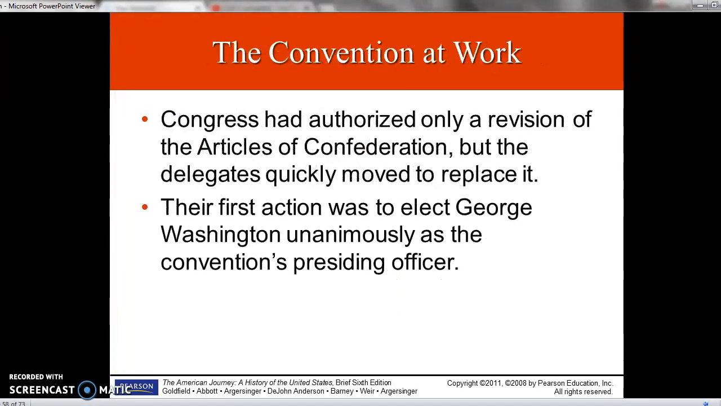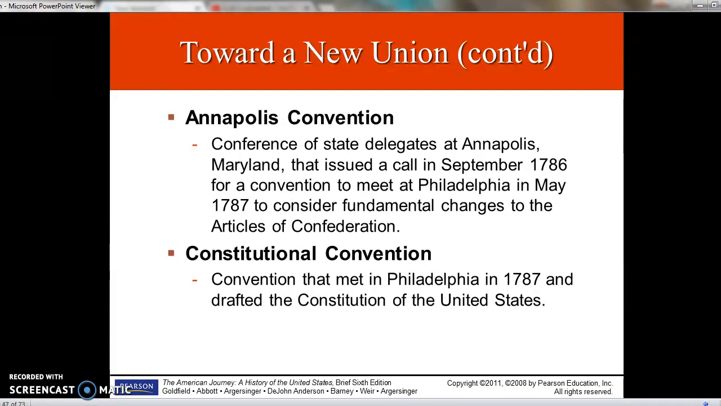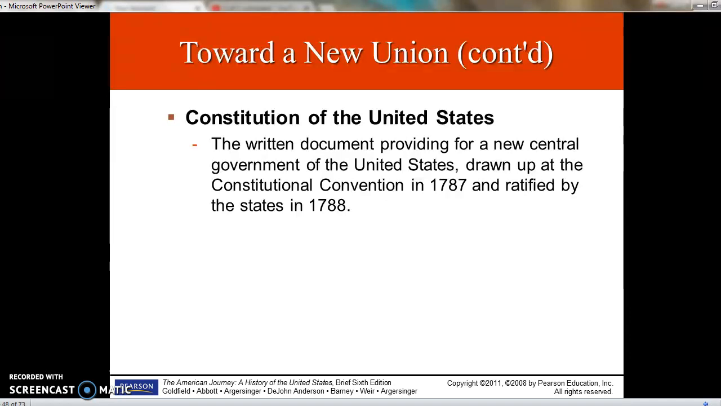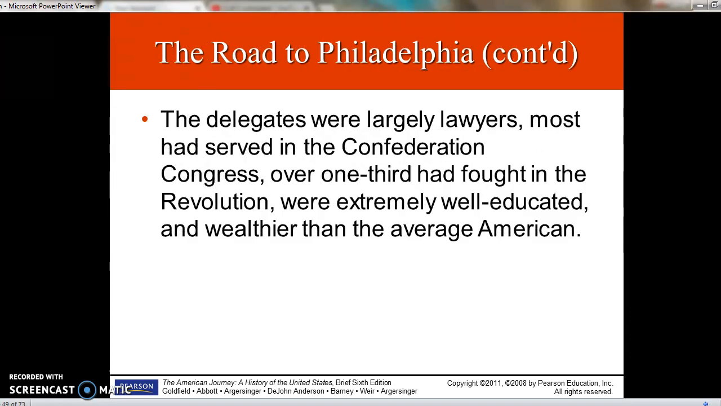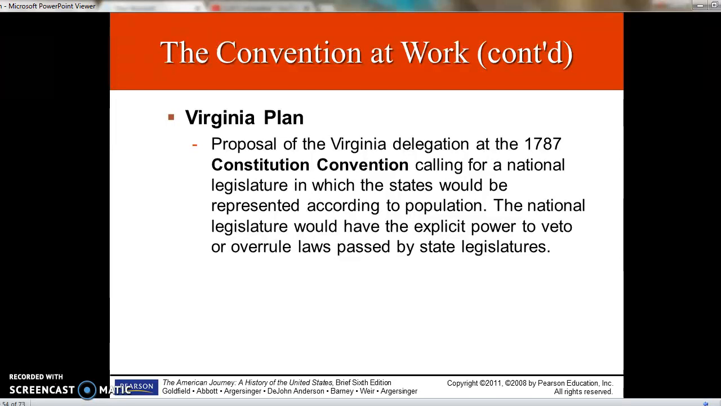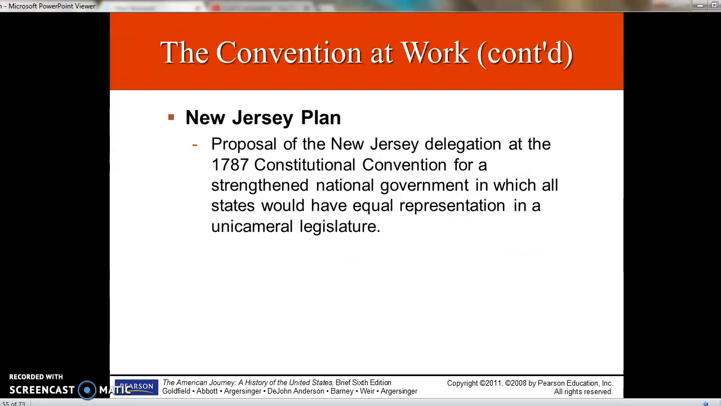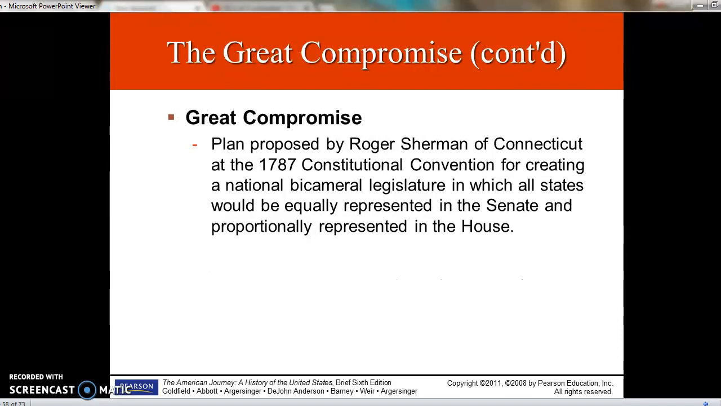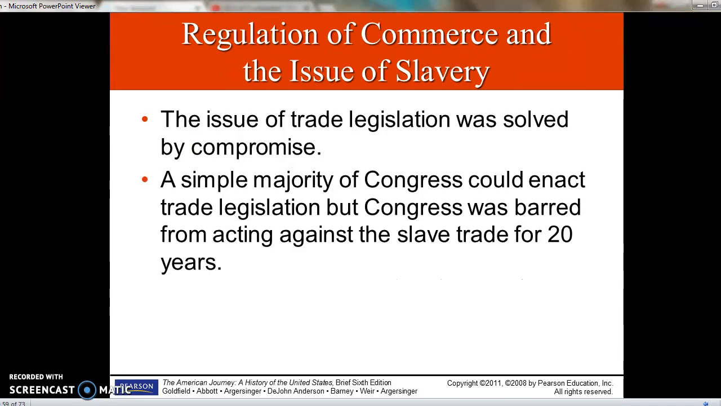Oh, I told you I'd go back. Let me do that real quick. Annapolis Convention, Constitutional Convention, which was known as the Philadelphia Convention, Constitution of the United States, doing right now, Virginia Plan, New Jersey Plan, and then the Great Compromise. And if you were in class, we made that big, huge T-chart in class.